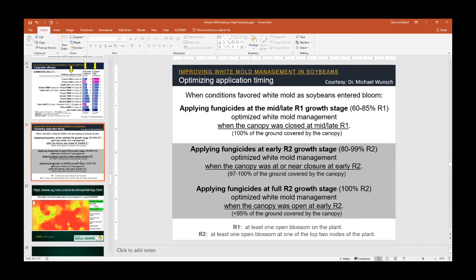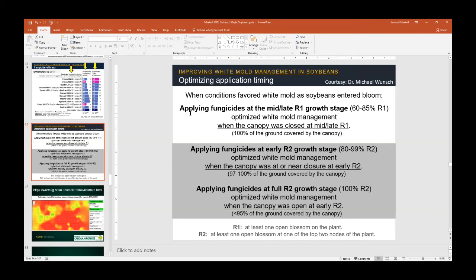Well, what Michael's found, and others have thought this, but he was really the one that did the experiments to document it, is that it's not just bloom, it also relates to the microclimate and specifically canopy closure. Okay, so he's kind of got a three-part recommendation going on. So it's all based on canopy closure.